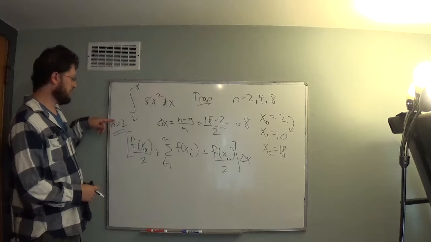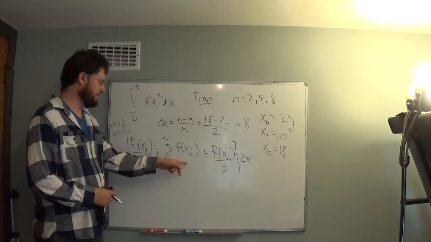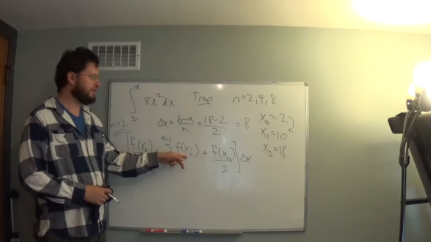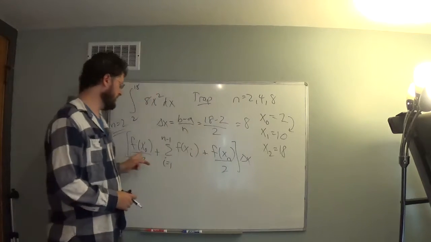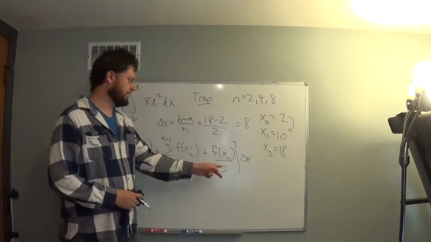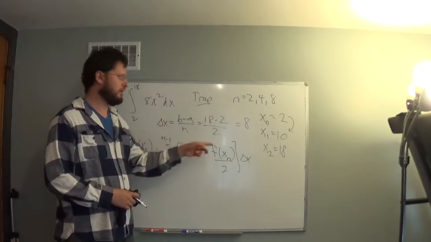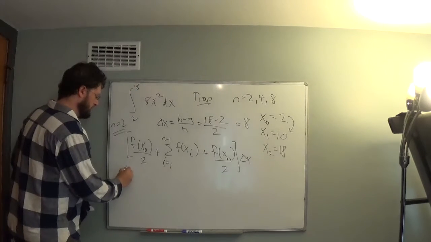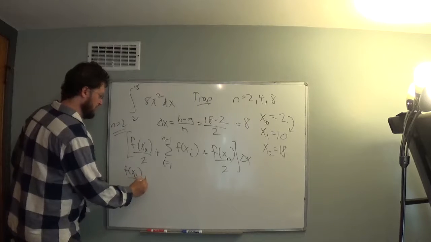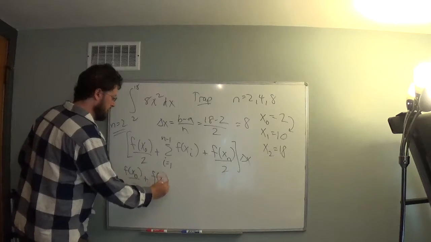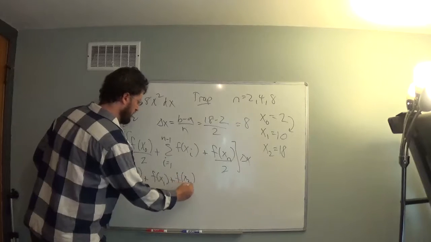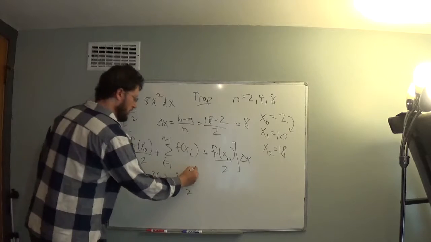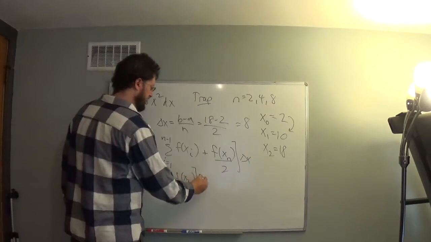Okay, so if n is equal to 2 here, then this sum is going to be i equal 1 to 1, which means we're just going to have one term. Really how this works is we look at the left-hand one, that goes here. We look at the right-hand one, that goes here. The rest of them are going to go in the middle. In this case, there's only one in the middle. So we have f at x0 over 2 plus f at x1 plus f at x2 over 2. That's what this formula comes down to when n is equal to 2, all multiplied by delta x, which is 8.